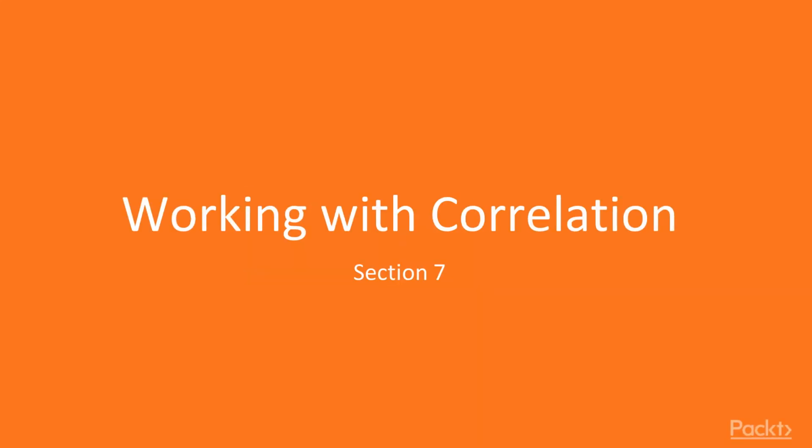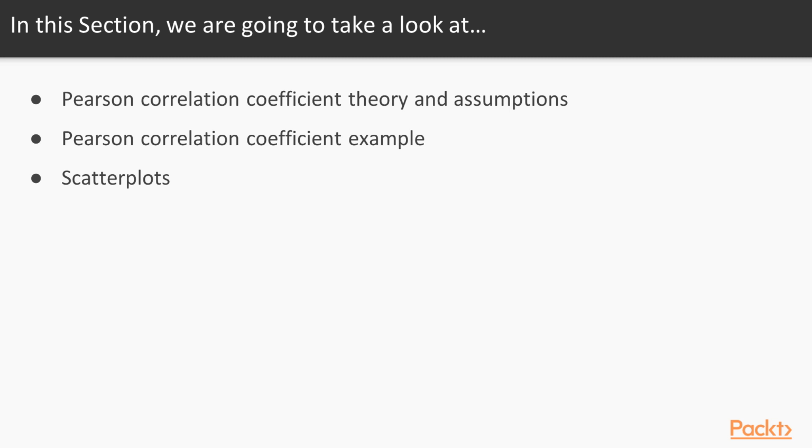Welcome to Section 7. In this section, we're going to talk about how to work with correlations. Specifically, we're going to take a look at the Pearson correlation coefficient, and we're going to talk about its theory and its assumptions. We're then going to go through an example of how to use the Pearson correlation coefficient and how to interpret its output. From there, we're going to move on to how to create scatter plots so that we can visually assess the relationship between two continuous variables.